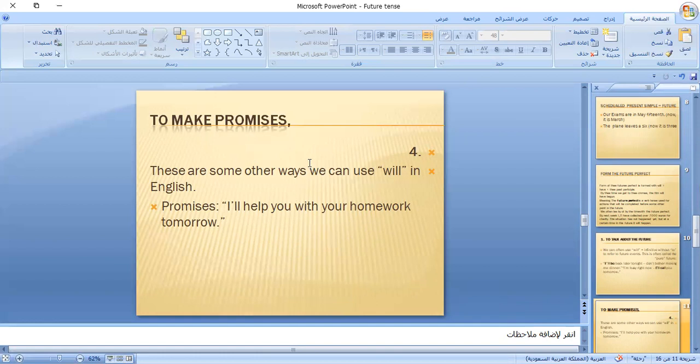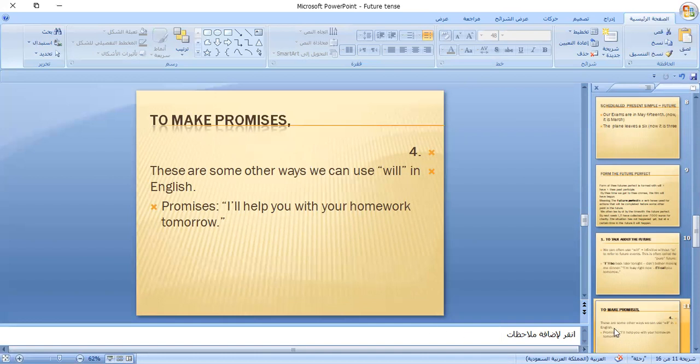Now, to make a promise also, you promise someone to do something for him, you also use will. These are some other ways we can use will in English. Promises: I will help you with your homework tomorrow. If you pass your exams, the father says to his child, if you pass your exams and get high marks, I'll buy you a bicycle. Okay.